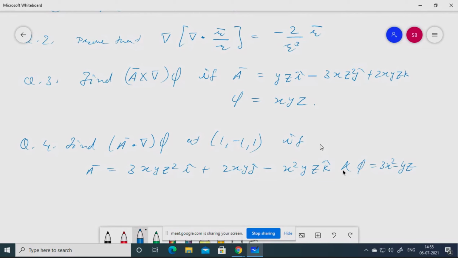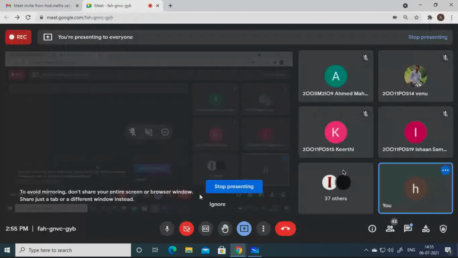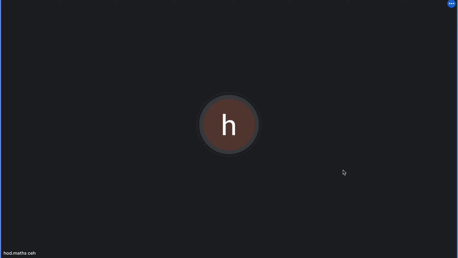And with this, your fourth unit is also completed. Next, we will see vector integration. That is the fifth unit. Some theorems we have. No doubt? So here I'll stop. Let me stop the recording.